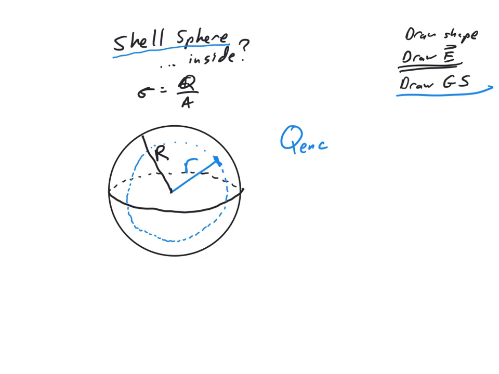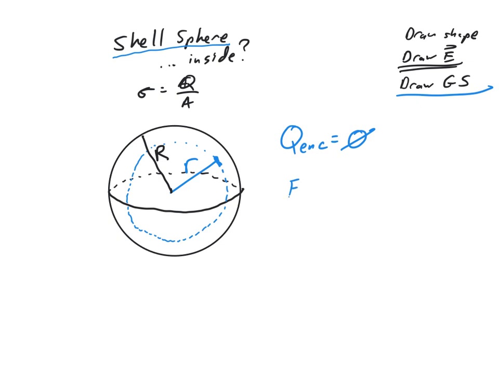Okay? That's like saying how much candy shell is there in the chocolate part of an M&M? Well, none. That's where the chocolate is, not where the candy shell is. So the charge enclosed, 0.